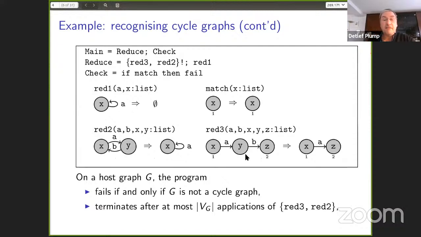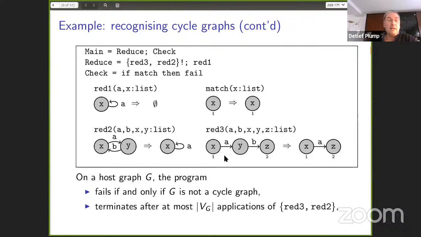This is all nice and easy. This is really standard graph transformation, and it's semantically easy. So the correctness proof is easy here. If you look at the bottom here, it's easy to prove that if we start with a host graph G, this program will fail if and only if G is not a cycle graph, right? So also you can see the program clearly will terminate. We have only one loop consisting of these two rules, red 3 and red 2, and both of them reduce the size of the current host graph. So the whole program must terminate.